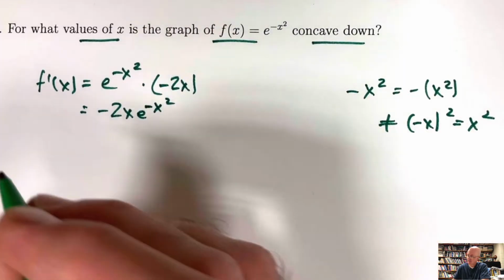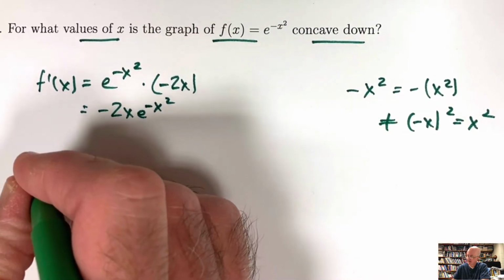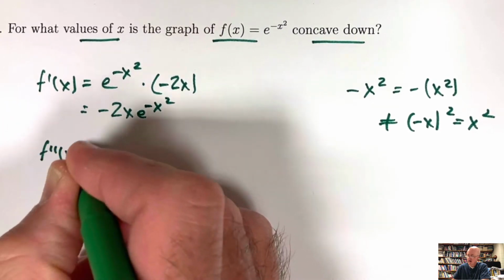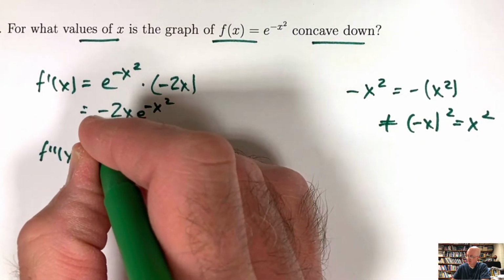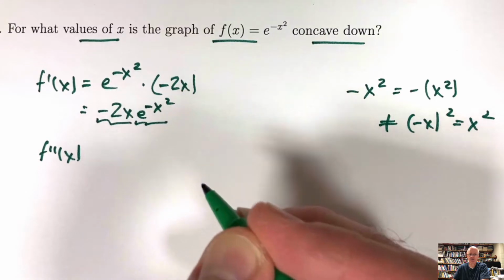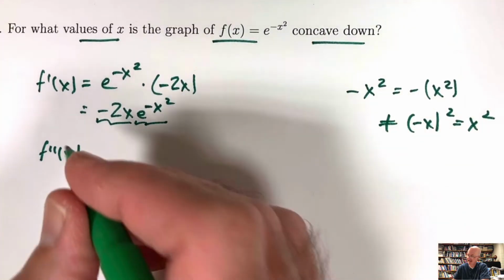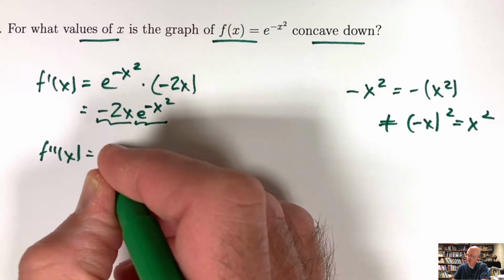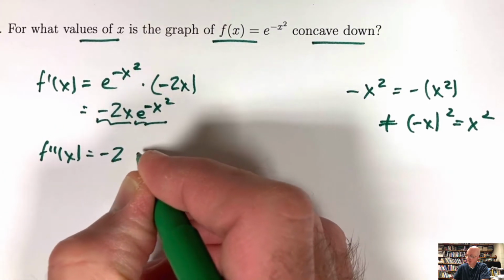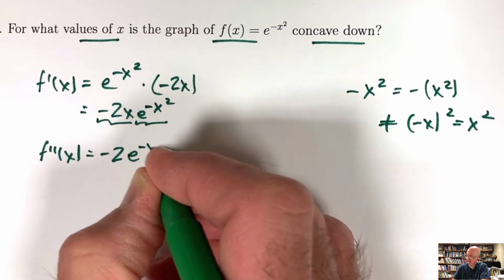Then take the second derivative. We're trying to figure out where this function is concave down. Here we need the product rule as well. Here's our first function, here's our second function. And when we take the derivative of the second function, we will need the chain rule again. The derivative of the first function, negative 2x, is negative 2. Multiply that times the second function.